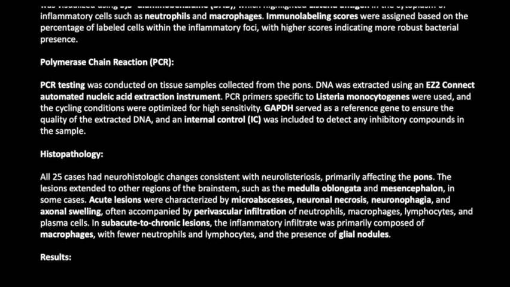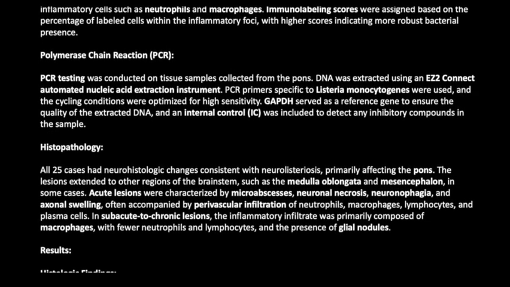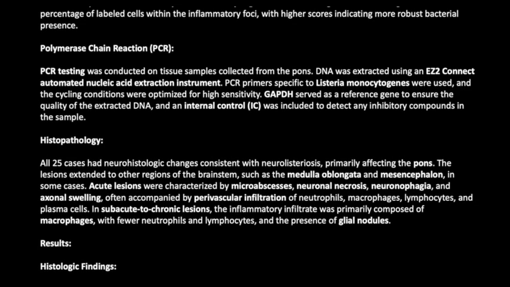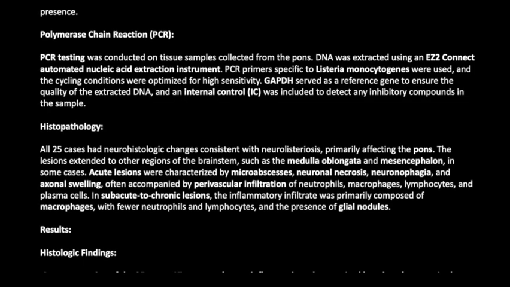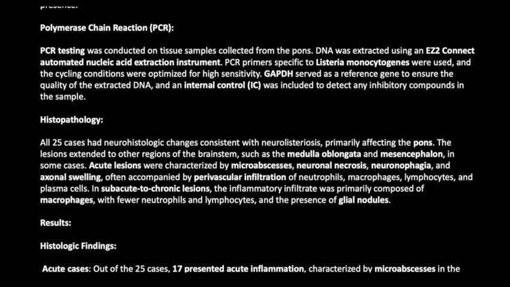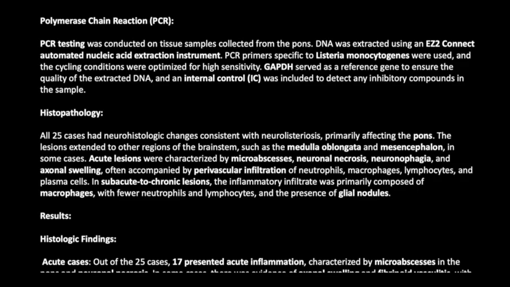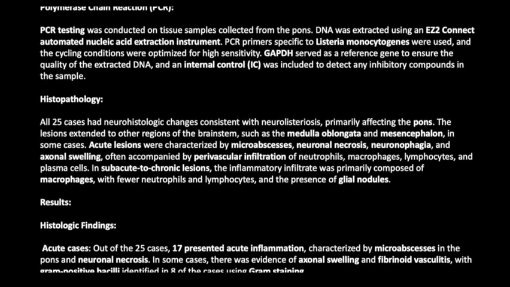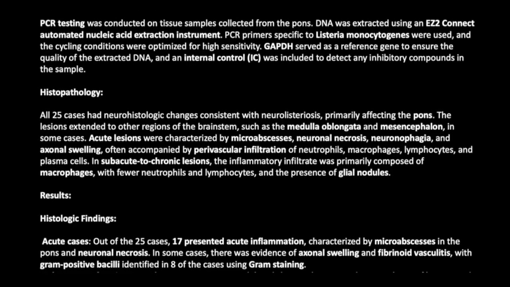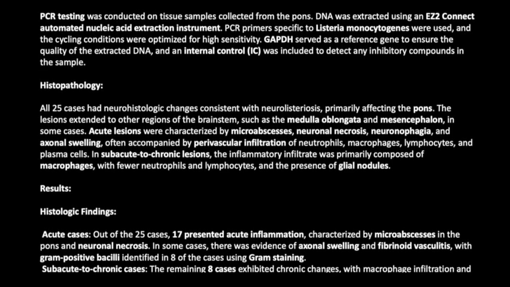Histopathology. All 25 cases had neurohistologic changes consistent with neurolisteriosis, primarily affecting the pons. The lesions extended to other regions of the brain stem, such as the medulla oblongata and mesencephalon. In some cases, acute lesions were characterized by microabscesses, neuronal necrosis, neuronophagia, and axonal swelling, often accompanied by perivascular infiltration of neutrophils, macrophages, lymphocytes, and plasma cells.